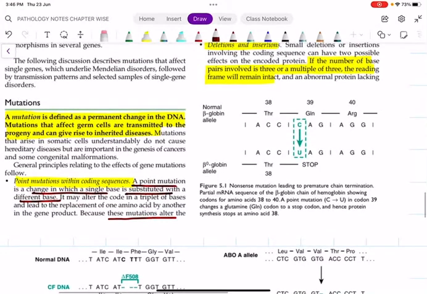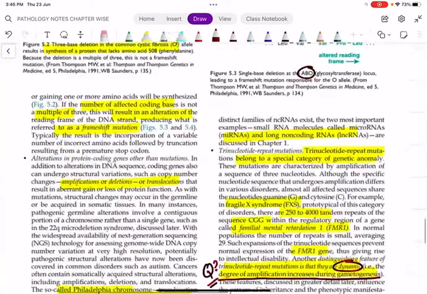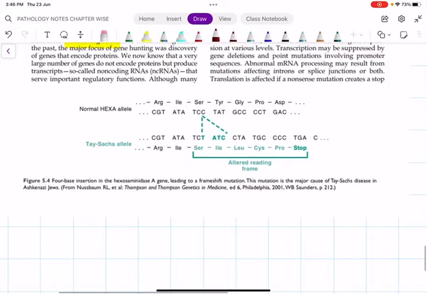See, there will be premature termination. CAG to UAG, so the normal glutamine is replaced by a stop codon. This is nothing else but beta thalassemia. So this is again an example of what? Nonsense. It is a nonsense point mutation. Best example, beta thalassemia.